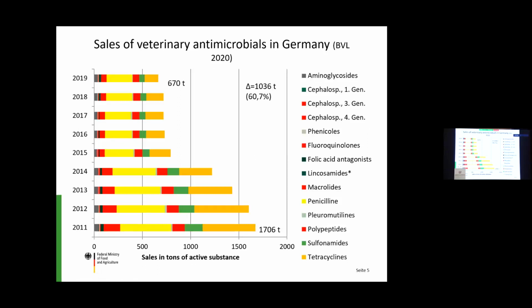Here you can see an overview of the development of sales of veterinary antimicrobials in Germany, and we recognize that since we have introduced this strategy nationally in Germany, we do have a considerable decrease of antimicrobial use, which is very good, which is a very positive development. Next slide.